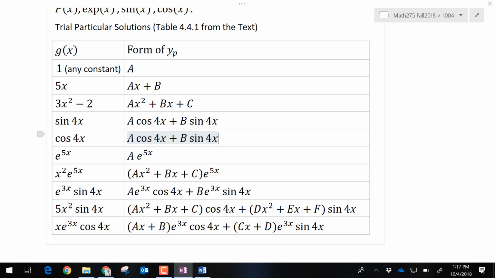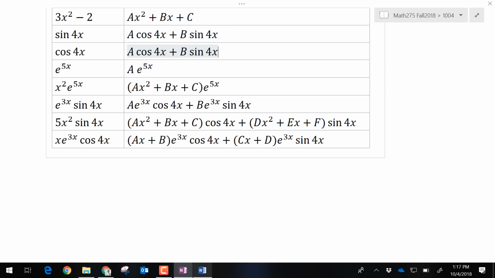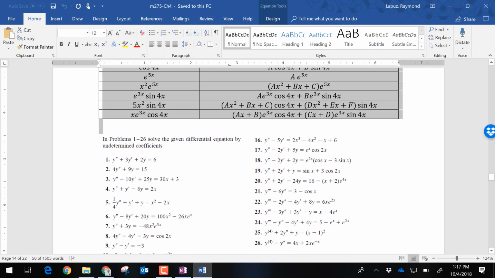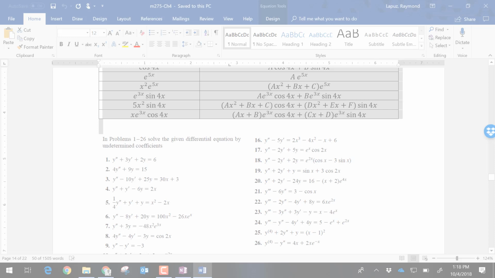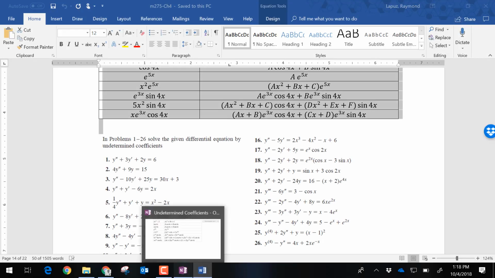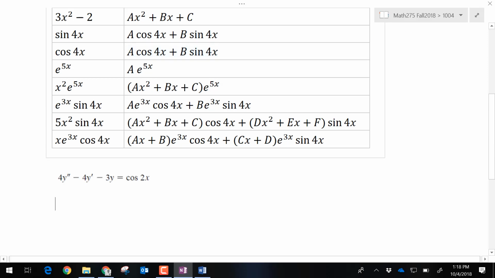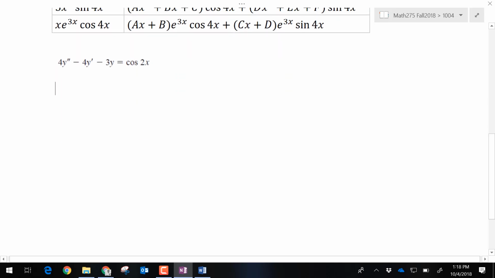So, special cases, caveats, we'll get to that after we do a couple of these first, and then I'll throw some curveballs at you. All right, let's see if we can find another problem here. Let's try number 8. You can divide by 4, but I think I'll just keep it like that, because it'll all be based on the characteristic equation.